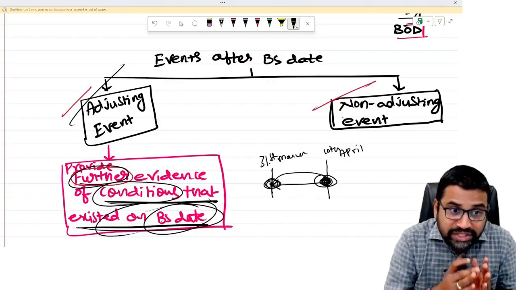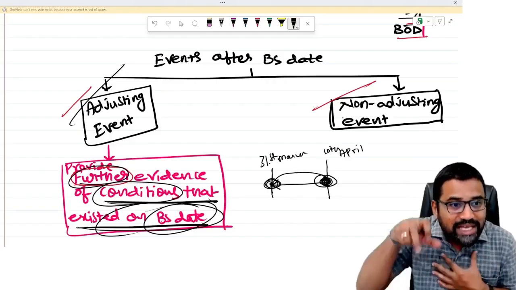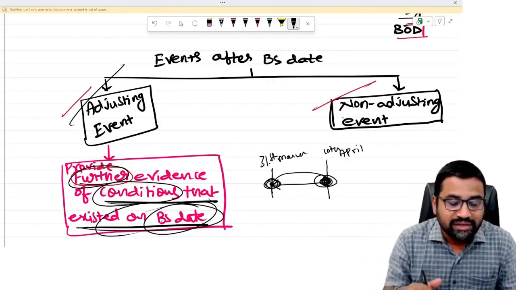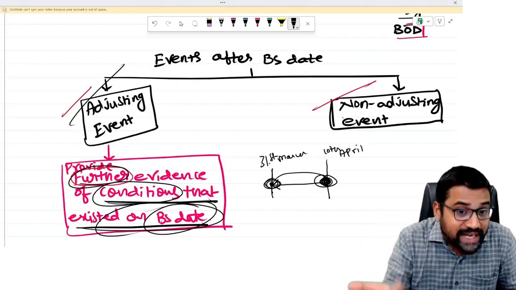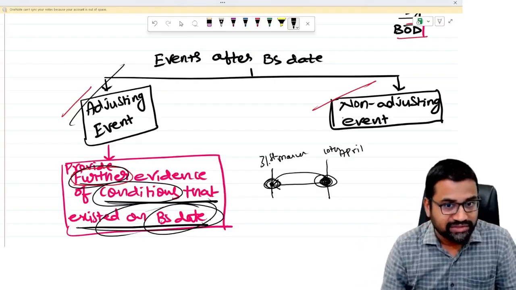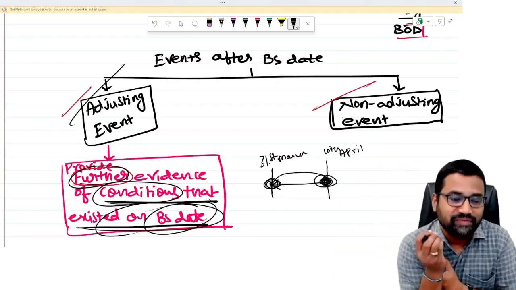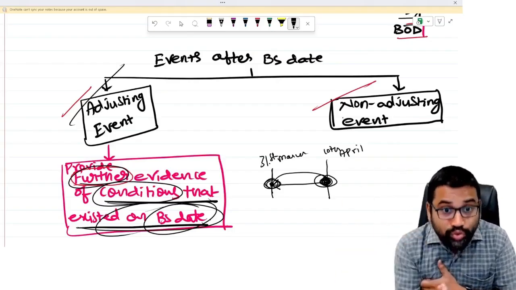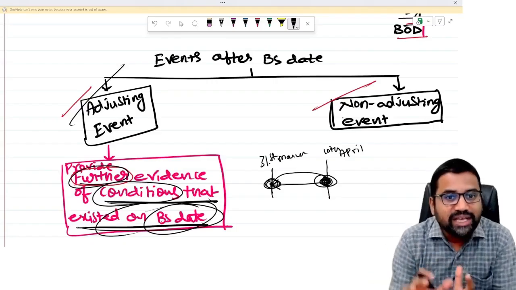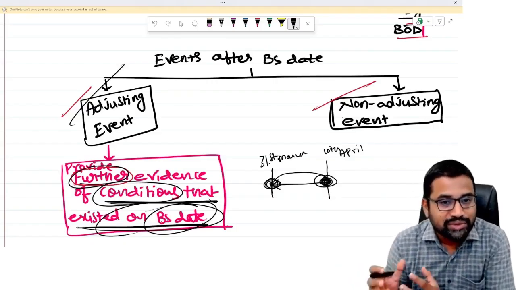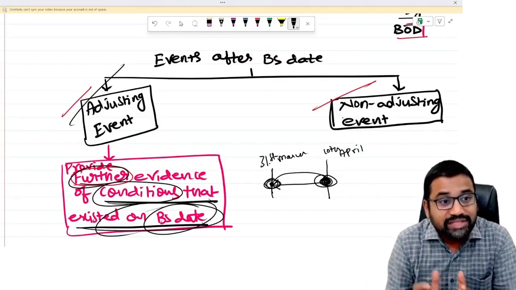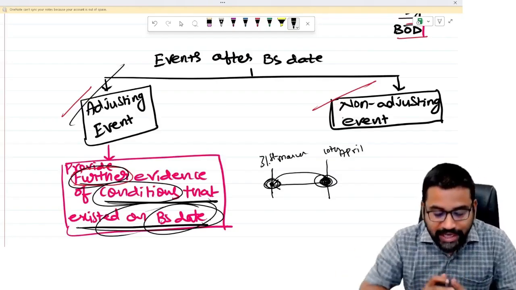So, on the balance sheet date, there must be a situation, there must be a condition, and in respect of that situation, we have some information or no information. But this subsequent event is providing further information, additional information, new information, which enables us to make one decision. That's why this is called an adjusting event. I will tell you the best example.